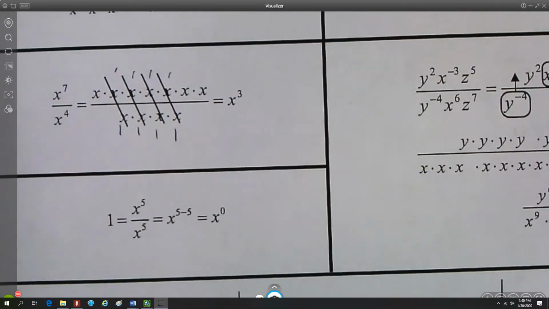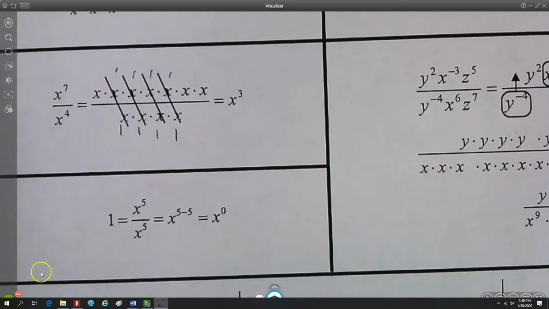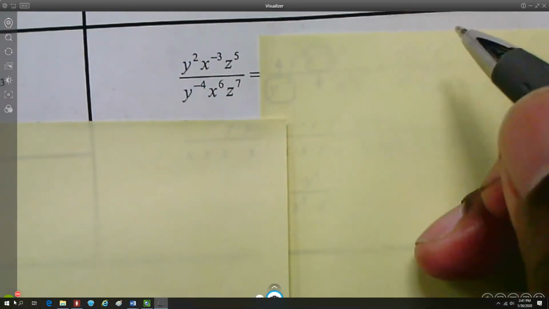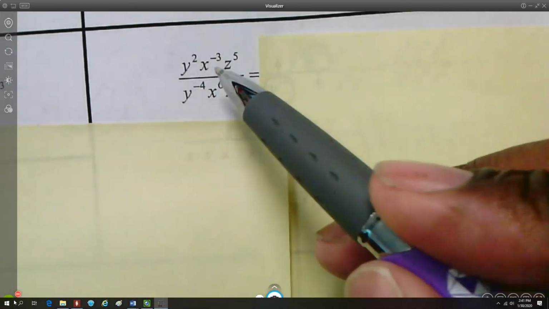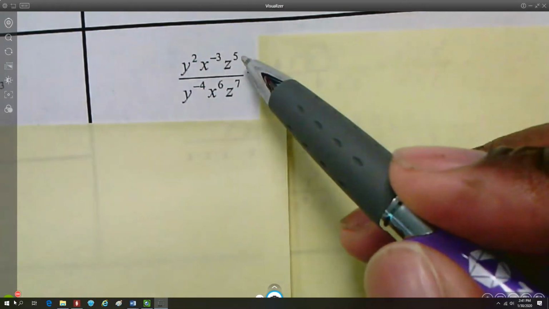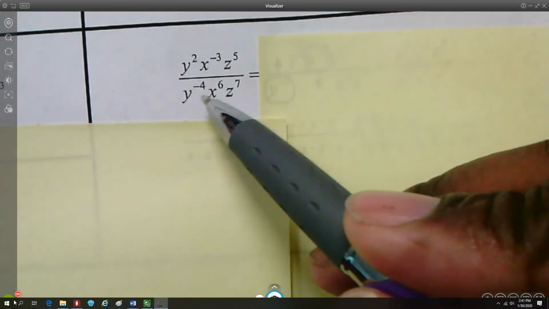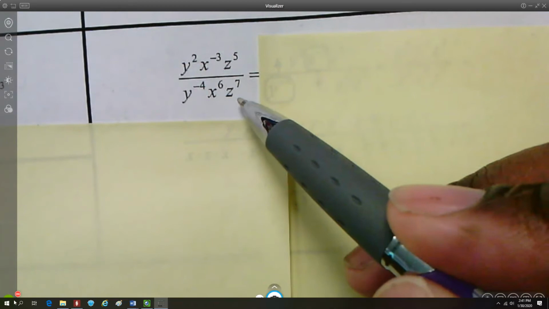Here's a new example. In this one I try to block out the answers. It says y to the second, x to the negative 3 over z to the fifth, y to the negative fourth, x to the sixth, z to the seventh.